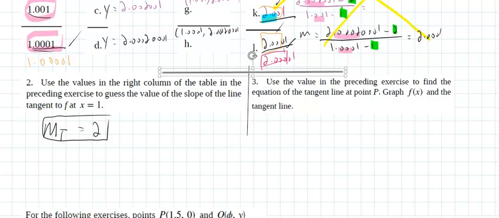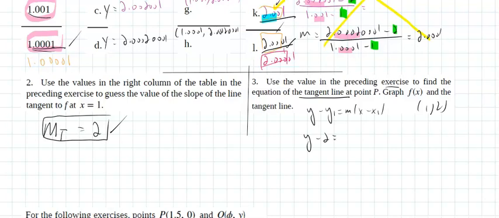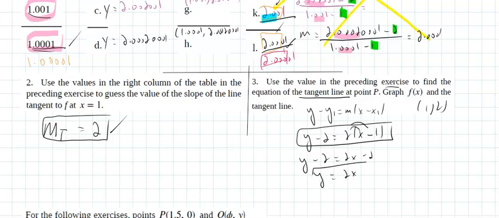Use the value in the preceding exercise to find an equation of the tangent. Equation of a line is y minus y1 equals m times x minus x1. So what's the point? The point is 1, 2, and the slope is 2. So y minus y1 equals m times x minus x1. You don't have to simplify. You could if you wish. You're welcome to actually distribute that in and say y equals 2x, but you really don't have to do that.